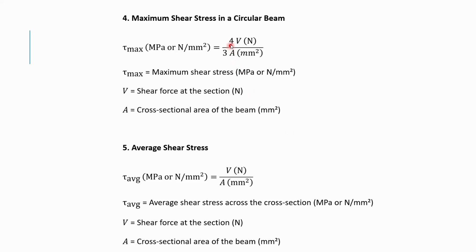For the circular beam it is 4 into V divided by 3 into A. V is the shear force, it is in Newton, and A is the area in mm square. So it is Newton per mm square. So that is the unit of the shear stress.